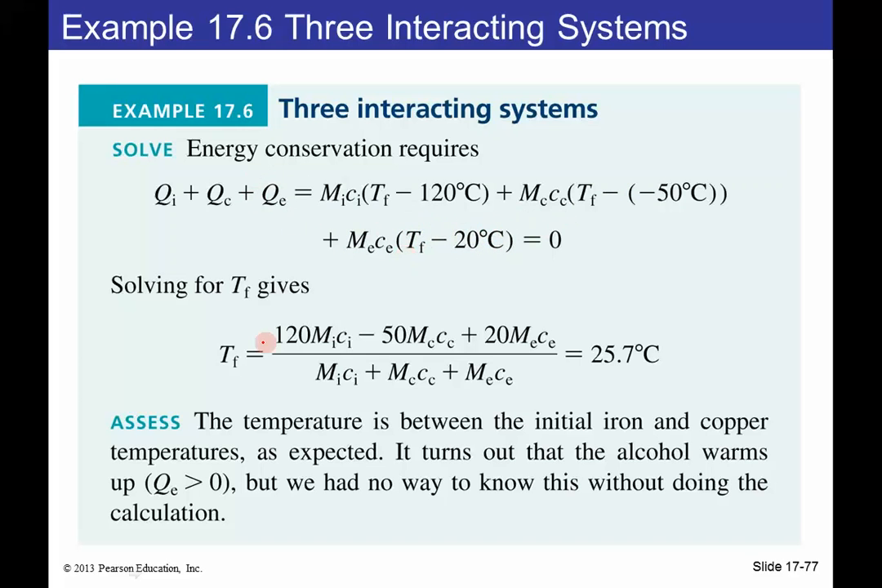From this equation, we can solve for the final temperature. We can put our values here, and we know these three numbers. We have them from the table. We know the masses, and we can solve this, and we get that this is 27.7 degrees Celsius.